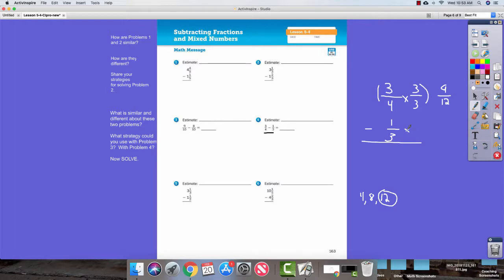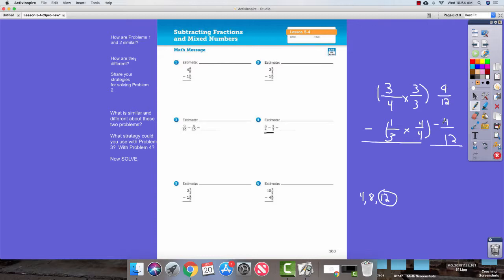Now I need to change 1/3 to twelfths. 3 times 4 is going to be 12, so I need to multiply my denominator and numerator both by 4. So 1/3 times 4/4 would be 4/12. And now I have two fractions with common denominators, and now I can subtract a little bit easier.